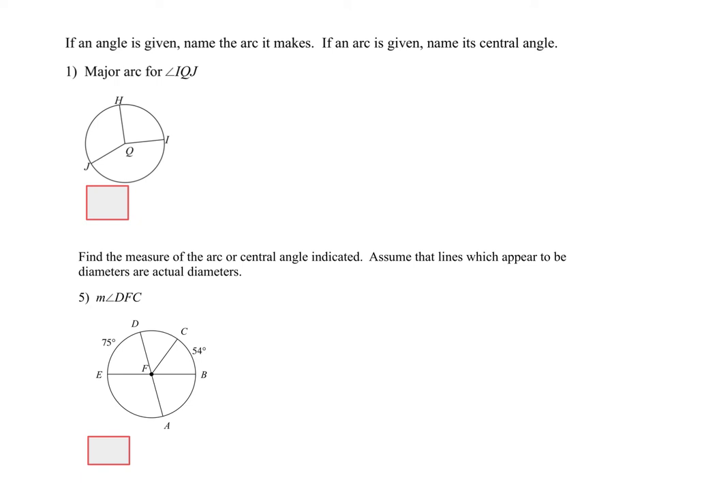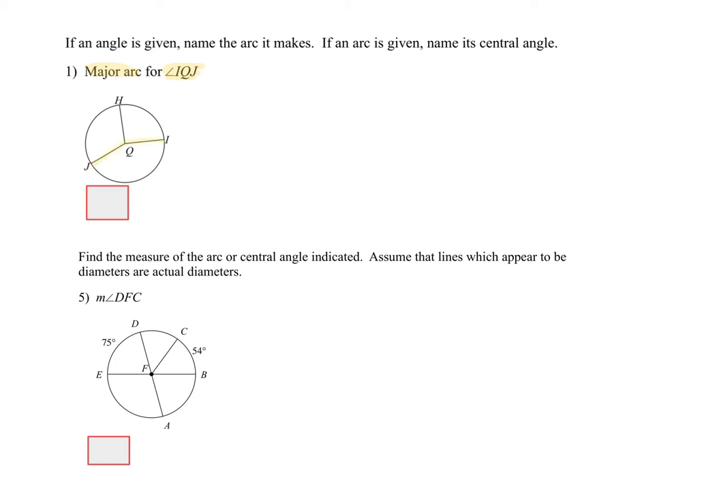It tells you what it's looking for. If it gives you an angle, they want the name of the arc that that angle makes. Otherwise, it's going to say, give me this arc. In this case, it says it wants the major arc that is made by this angle, the major arc, because remember the angle makes 2. All right, this angle is IQJ.